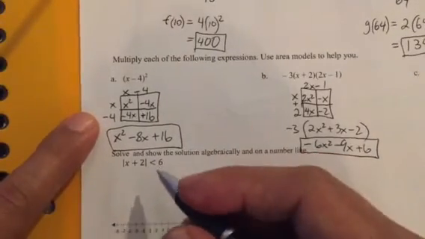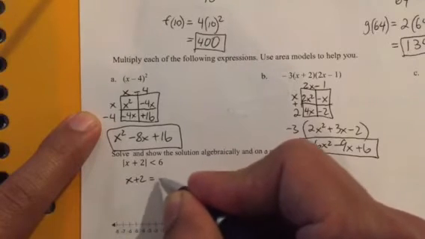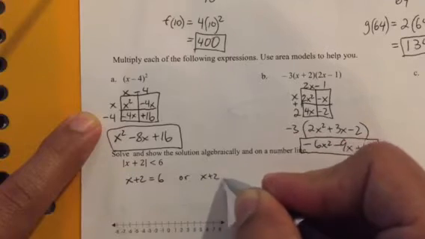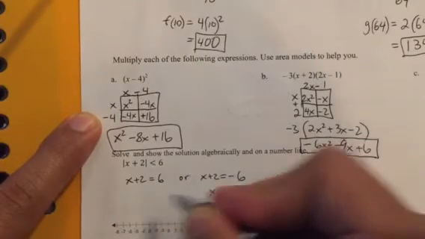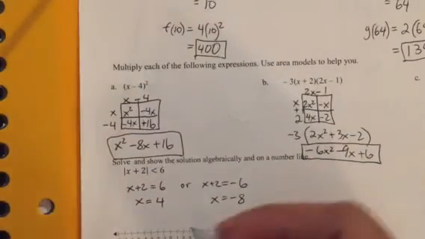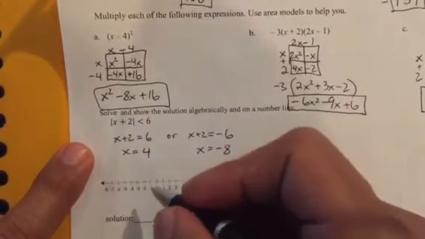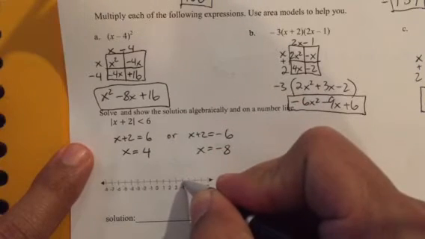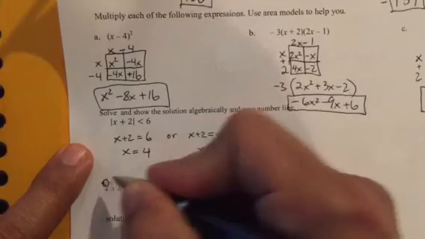For this one, we're going to go ahead and split this up into two problems. So it's going to be x plus 2 equals 6, or x plus 2 equals negative 6. And when we solve, we get negative 8 and 4. So these tell me my boundary points. So I know that my boundary points are at 4, and we have an open inequality, so it's going to be open circles or open points, and negative 8.